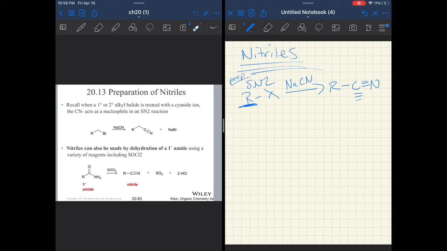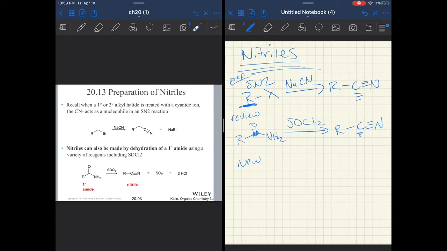So this one was review, and this one's going to be new. If you can make an amide, and I know you can make an amide because I just taught you how to make an amide, if you treat this with SOCl2, yes, we saw this earlier in the chapter, SOCl2, or thionyl chloride, can take an amide to a nitrile. The carbonyl carbon becomes the nitrile carbon.